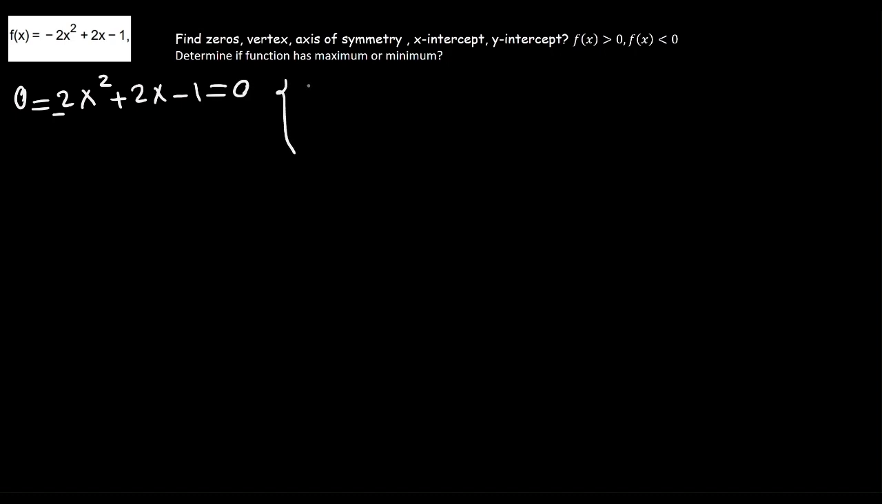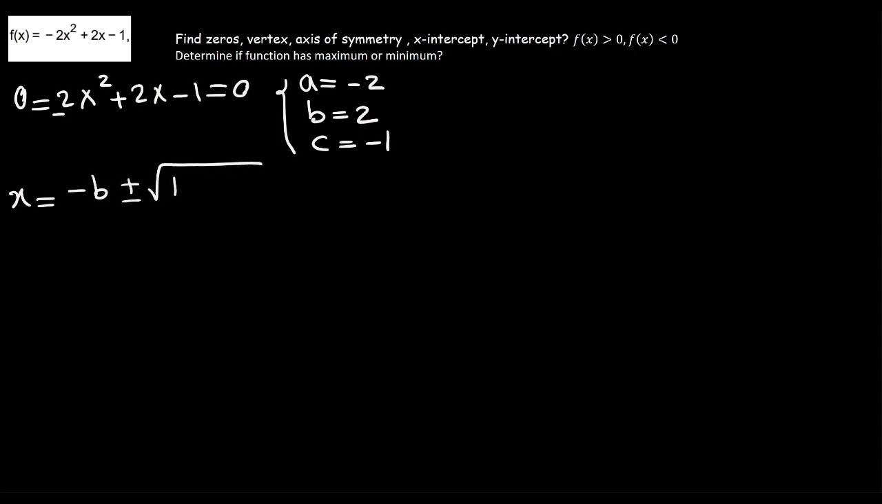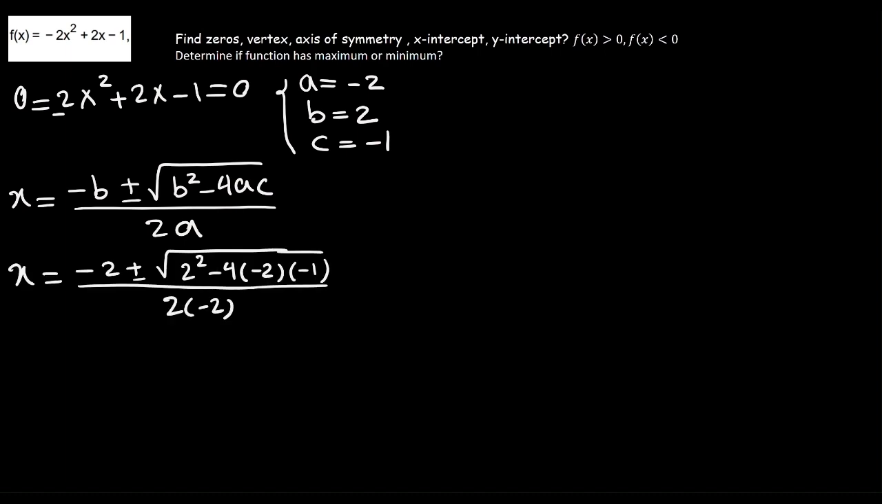Let's solve it by the quadratic formula. a is the coefficient of x squared, b is the coefficient of x, and c is the constant. And x is negative b plus and minus the square root of b squared minus 4ac, divided by 2a. So we plug negative 2, 2, and negative 1 in for a, b, and c. If we simplify, then we have negative 2 plus and minus the square root of negative 4 divided by negative 4. Under the square root is negative.